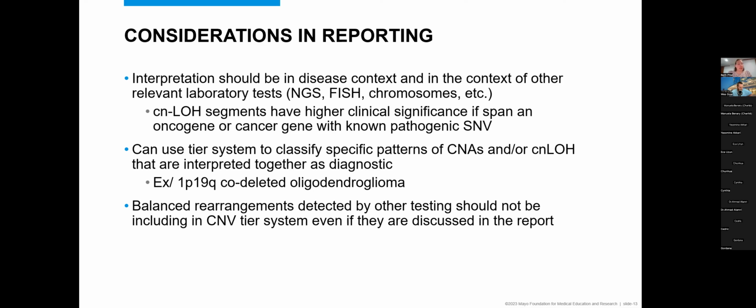And then you can use the tier system to classify patterns of copy number alterations. For example, a 1p19q co-deleted region in an oligodendroglioma. That's diagnostic, so that would be a tier 1A.